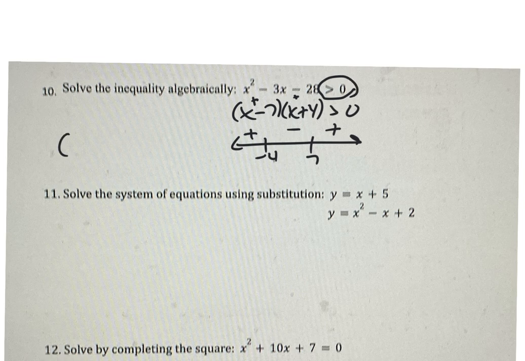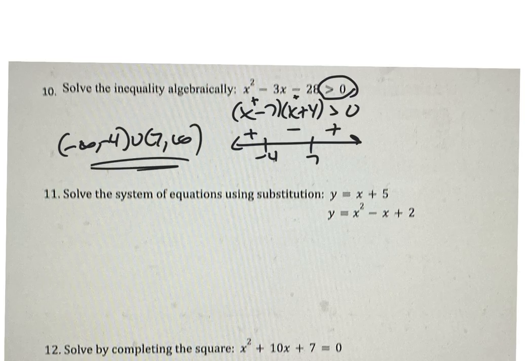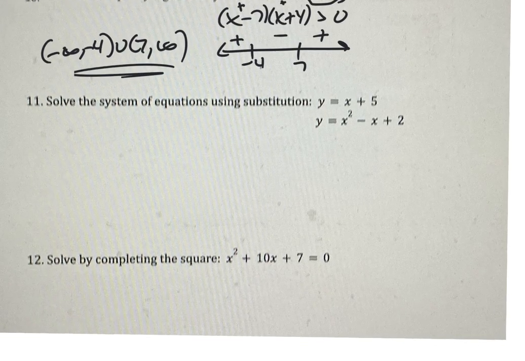Where are the plus signs? They are less than the negative 4, and they are also greater than the 7. So there's your answer. Number 10, solve the system using substitution.